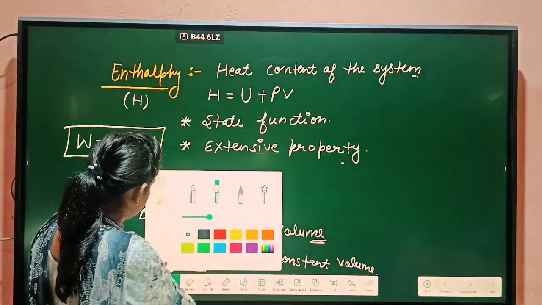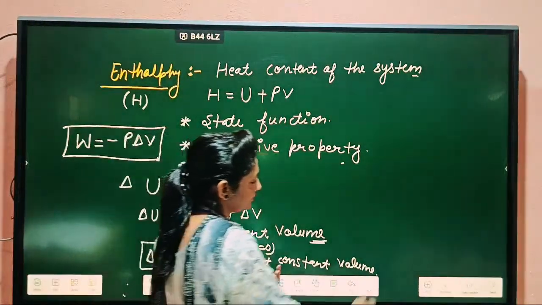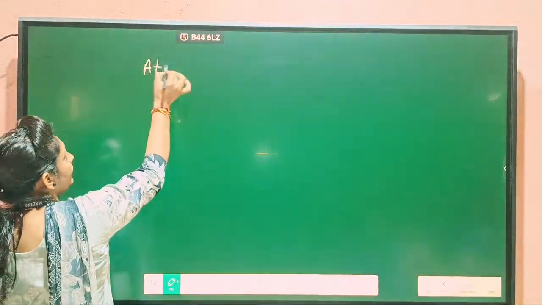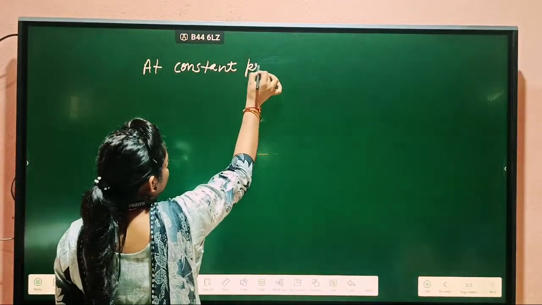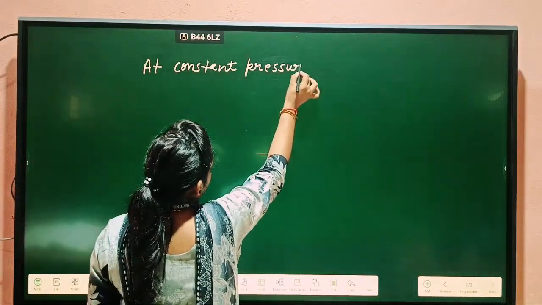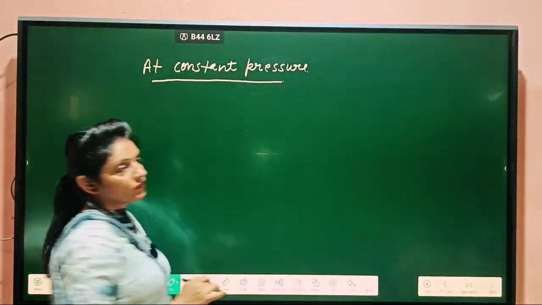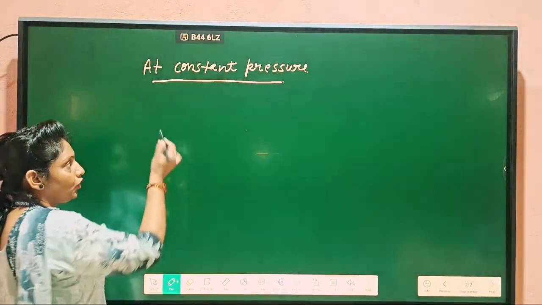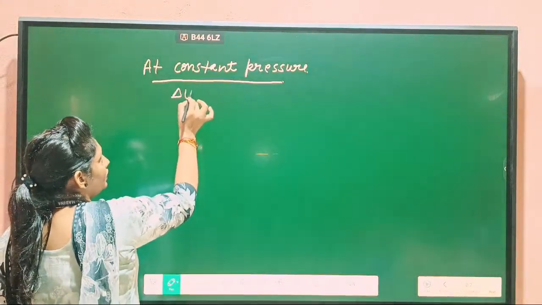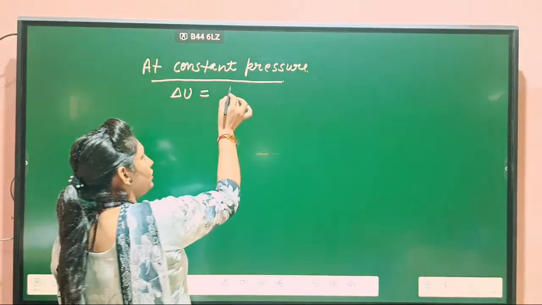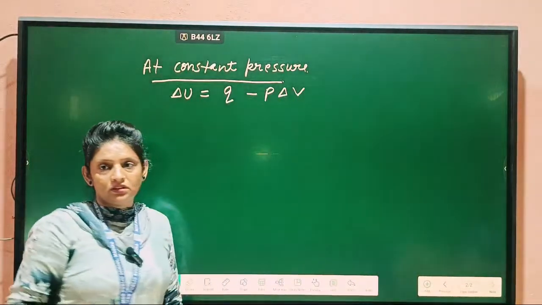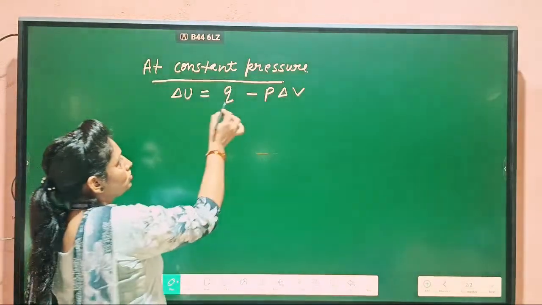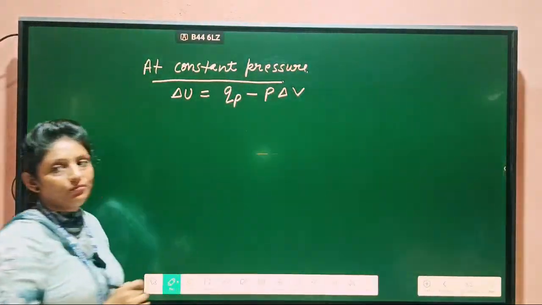Then what will happen if we do the reaction at constant pressure? According to the first law again, del U is equal to Q minus P del V. Because here pressure is constant, I can write it as QP.